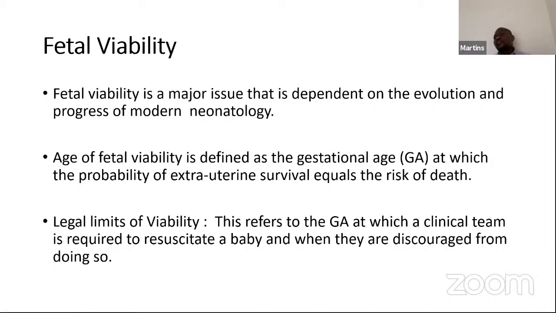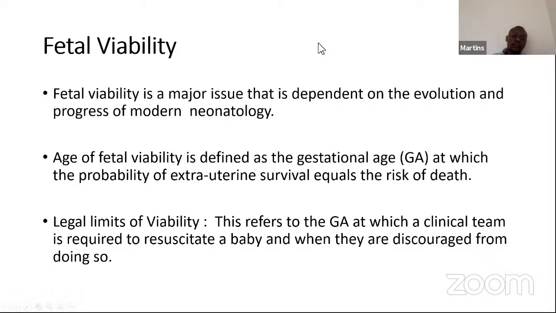Say, for instance, a country that has high preterm births at 30 weeks. You wouldn't expect the age of fetal viability of that country to be 28 weeks, because it means they can't save a 30-weeker. So why would you want to resuscitate a 28-weeker? So there are really ethical issues surrounding the age of fetal viability.